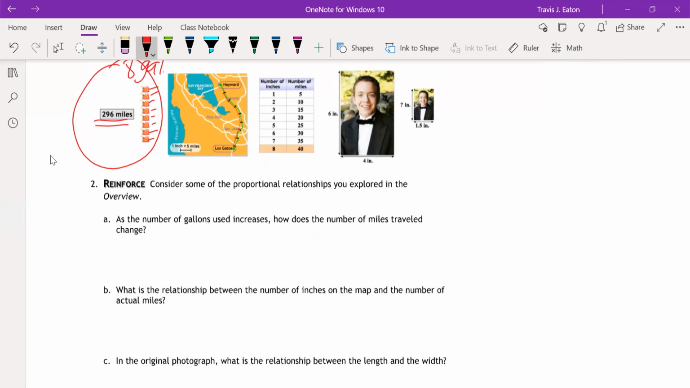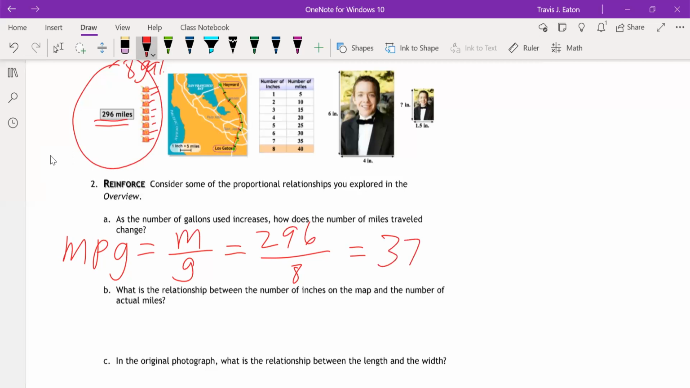We can discover that by saying, all right, we want to know the miles per gallon. Remember what per is? That's that fraction bar, miles over gallons, miles per gallon. And we went 296 miles on 8 gallons of gas. 296 divided by 8 is 37. So 37 miles per gallon, that's our unit rate. But that 37 is our constant of proportionality. 37 miles for every gallon of gas.